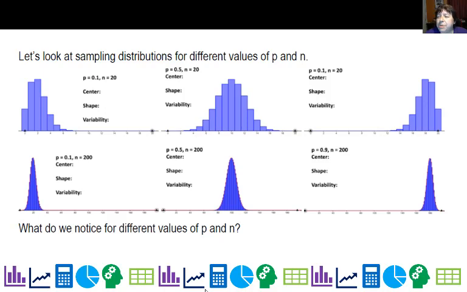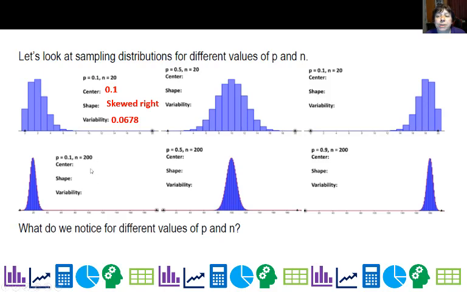I do have a typo here. That's supposed to be 0.9. So first of all, the center here should be 0.1. The shape is skewed to the right. Why is that? Well, my sample size is only 20. And if I remember that n times p for the binomial distribution, I only get 2, and it's supposed to be 10 or higher. Variability, I just use the formula for a proportion, it's 0.0678.